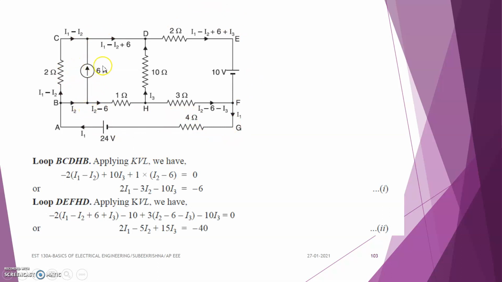So the difference is that here we are considering a current source also. In the previous problems we considered only voltage sources, and here we are considering the current source also. So after marking the currents which are flowing through the various branches of the circuit, we can apply Kirchhoff's voltage law. By applying this law, we can get the first loop equation for the loop BCDHB.